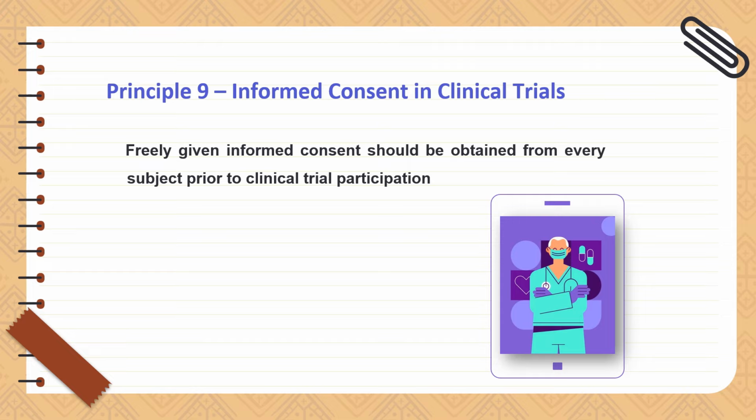Because what happened in the Nuremberg trials was that all the subjects were prisoners, and they didn't take their permission, and they did all sorts of evil experimentation. Likewise, we have to learn from it, and whenever you conduct a clinical trial, you have to obtain their consent first and then only participate them in the clinical trial. That is principle 9.